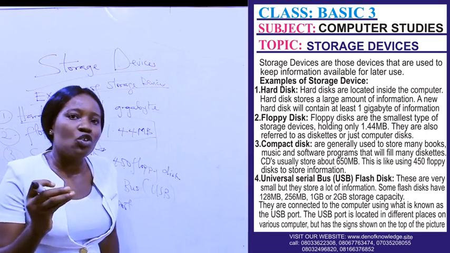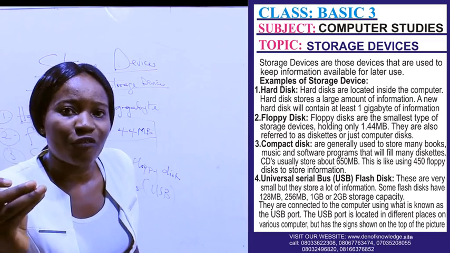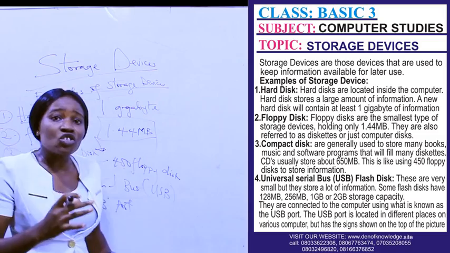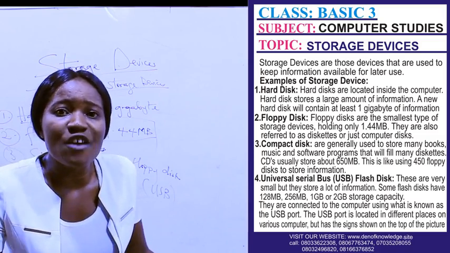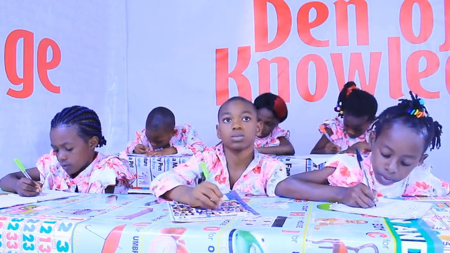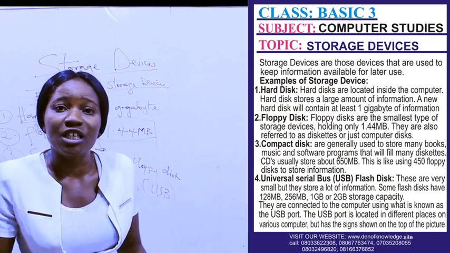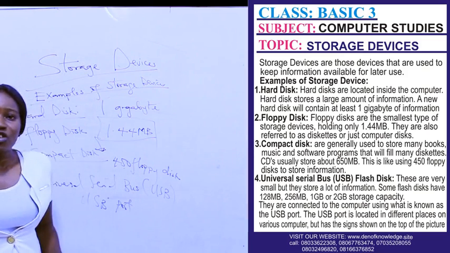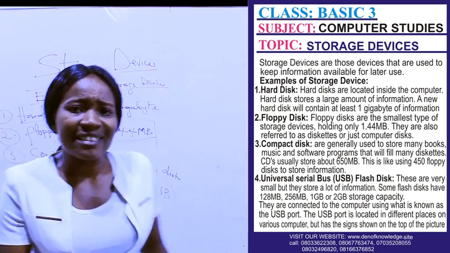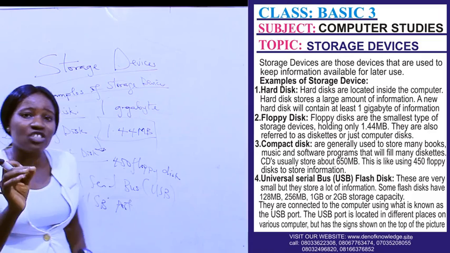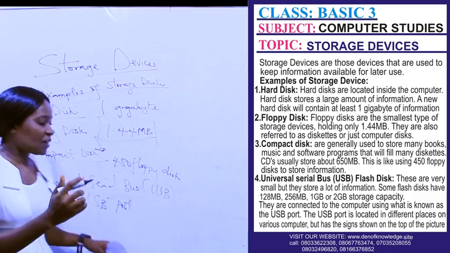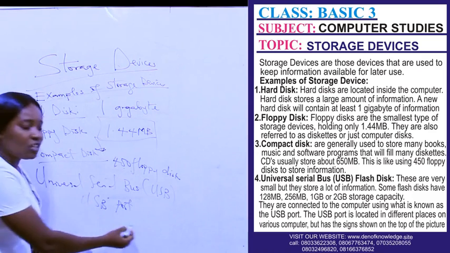So your USB or your flash drive is a storage device that allows us to store what? Information. You can store information using your USB or your flash drive. I also said that there is a slot where you can connect your USB in your computer, and that place is called your USB port.